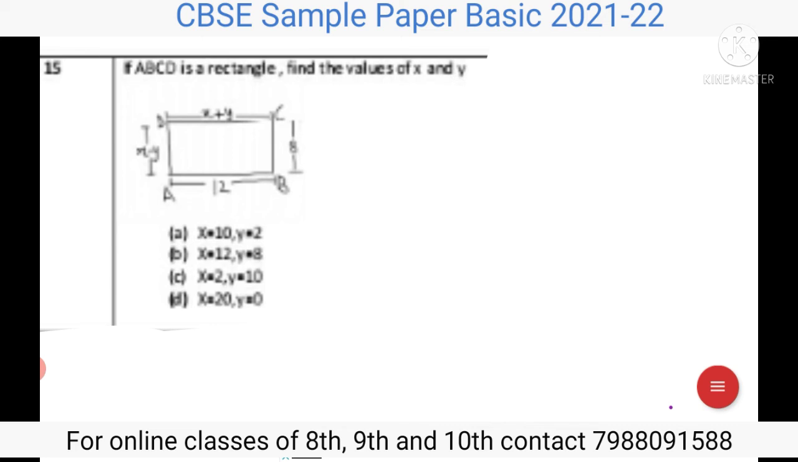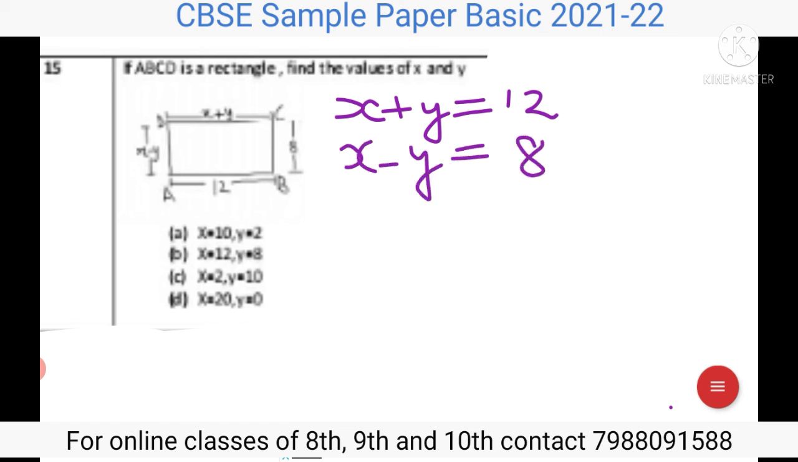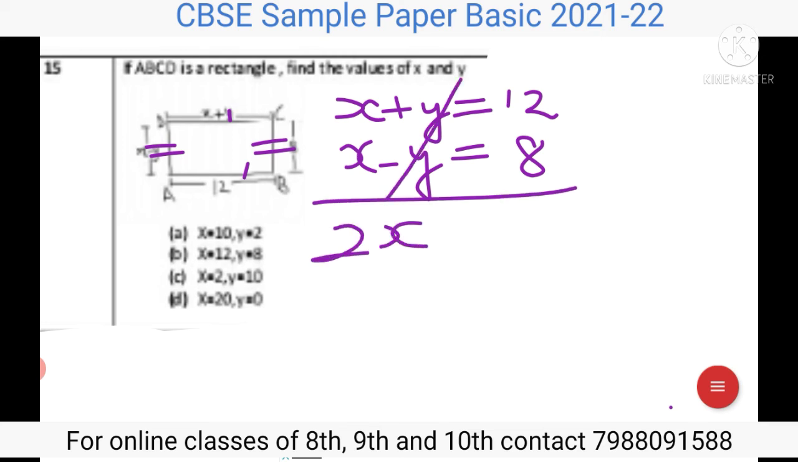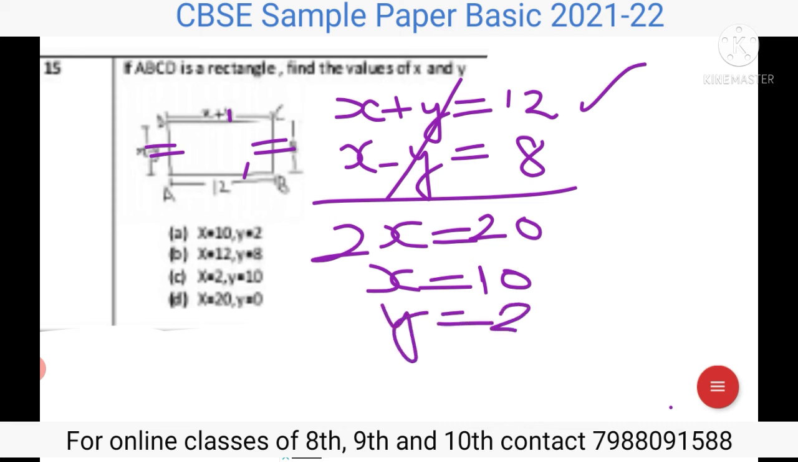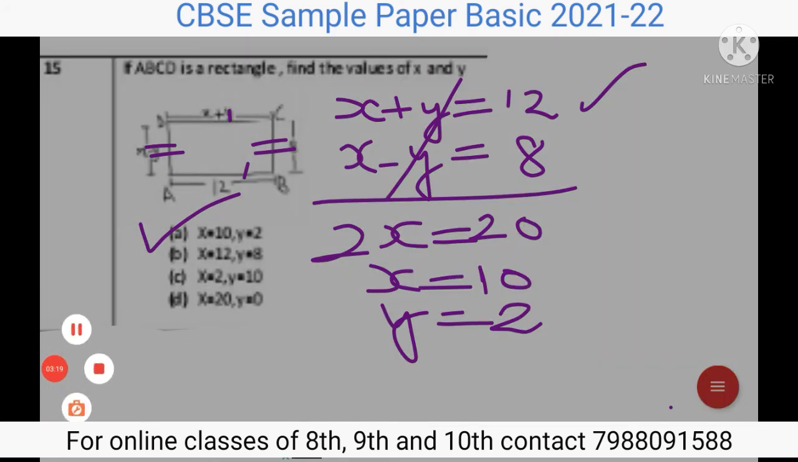Question number 15 says if ABCD is a rectangle, we need to find x and y. So we know that opposite sides of a rectangle are equal. This will give me my two equations, that is x plus y is equal to 12 and x minus y is equal to 8. Clearly these opposite sides are equal. So on cancelling the value of y, I get 2x is equal to 20 and very easily I get x is equal to 10. And if I substitute this in any of the equations, so on verbal calculation only I get 10 plus 2 is 12. So I get y is equal to 2. So 10 and 2, very first option is the right answer.